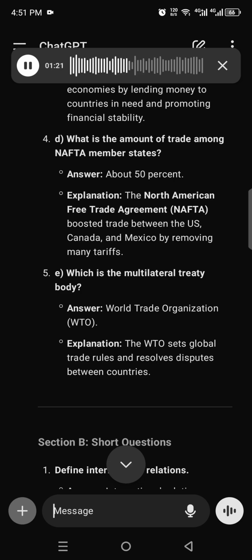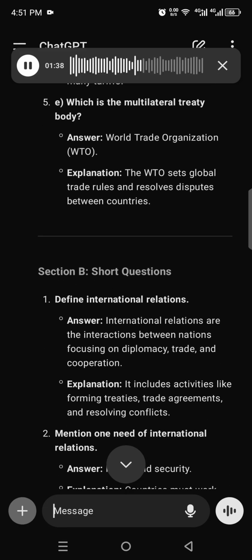Section B, short questions. 2. Define international relations. International relations are the interactions between nations focusing on diplomacy, trade, and cooperation. Explanation. It includes activities like forming treaties, trade agreements, and resolving conflicts.